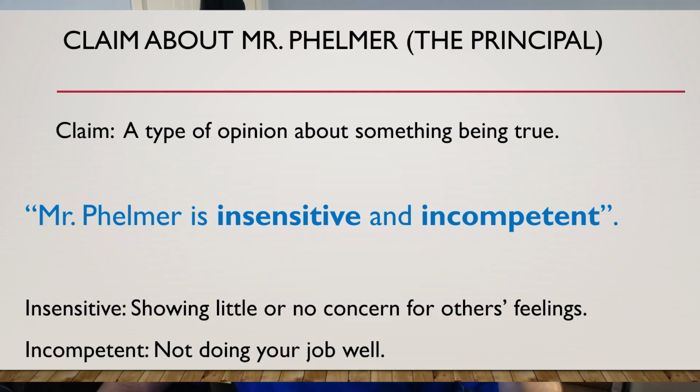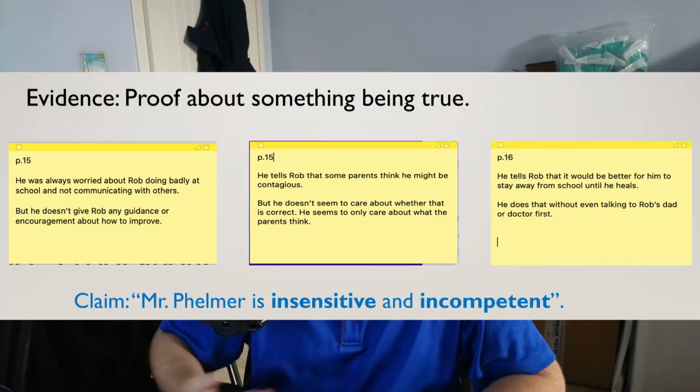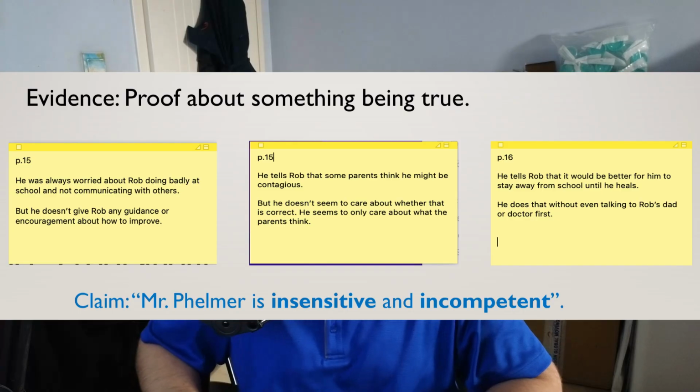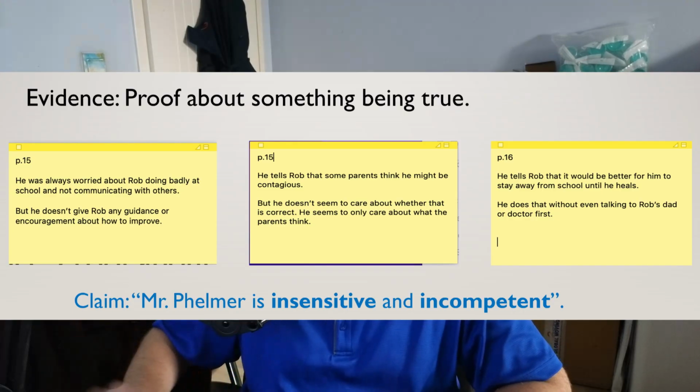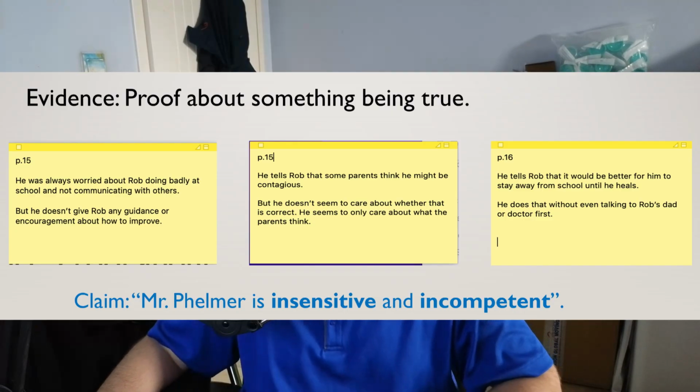So here, insensitive and incompetent, those are hard vocabulary words for my kids. So I tell them what it means. I explicitly tell them. Insensitive means showing little or no concern for others' feelings, and incompetent means not doing your job well. So then what do I have the kids do? I have the kids find proof. So we go through page 15. He was always worried about Rob doing badly at school and not communicating. Here it's a little more evidence, and then here there's more evidence yet. And this is my text evidence that I give the students.